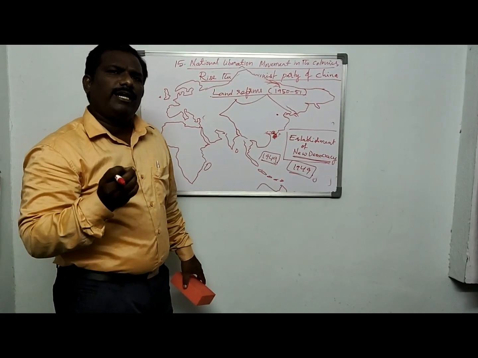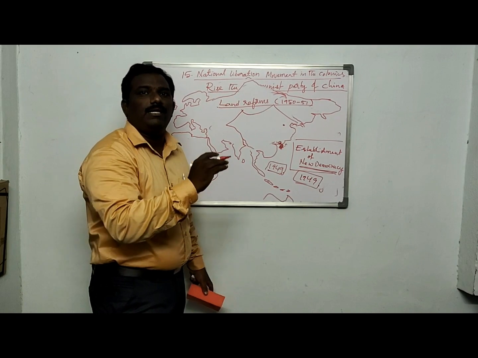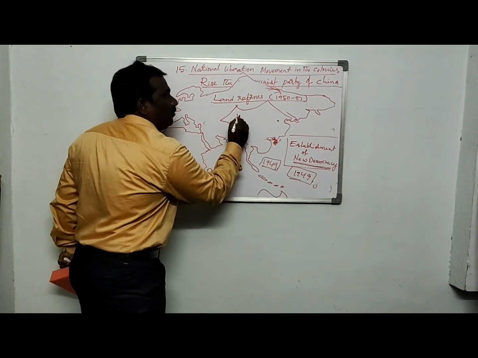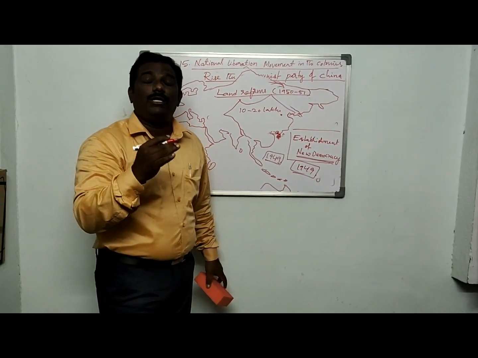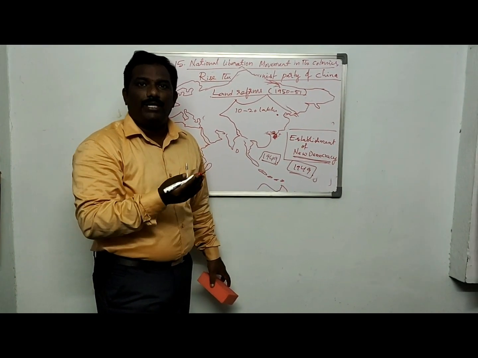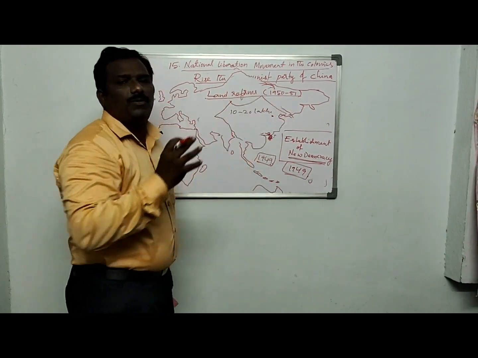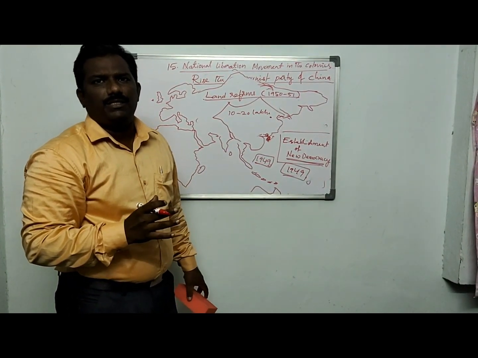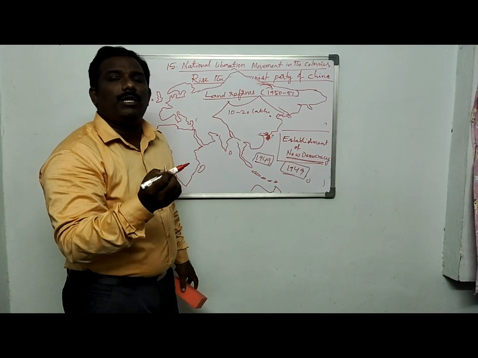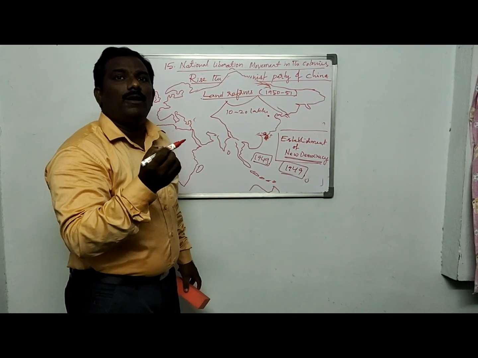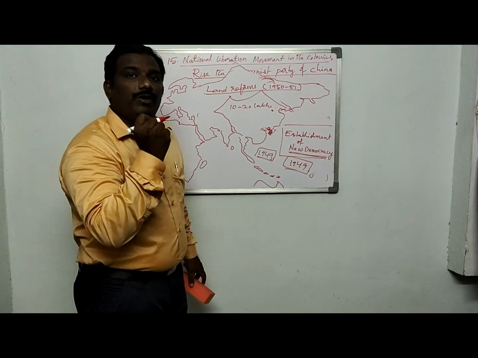Some of the landlords were reluctant to give their lands to the government, so trials took place against them. In these trials, 10 to 20 lakh landlords were executed, which led to successful land reforms in China. So land reforms became a successful event in China. With this, the CCP, the Chinese Communist Party, became the single powerful political party in China, and its leaders or chairmen became very powerful people in China.